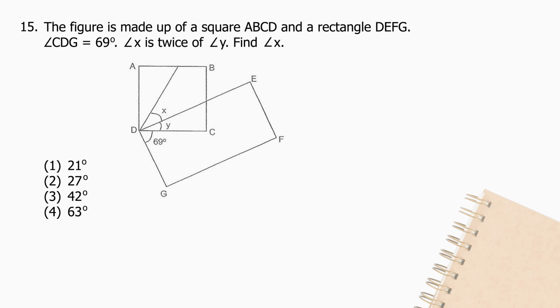Question 15. The figure is made up of a square ABCD and a rectangle DEFG. Angle CDG equals 69 degrees. Angle X is twice of angle Y. Find angle X.